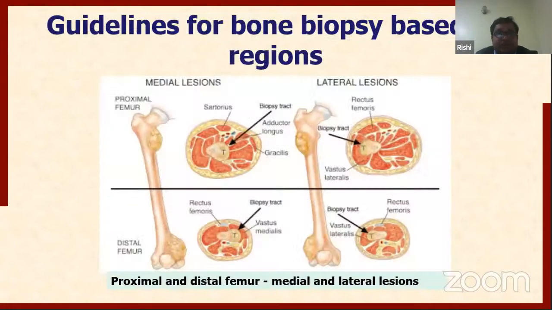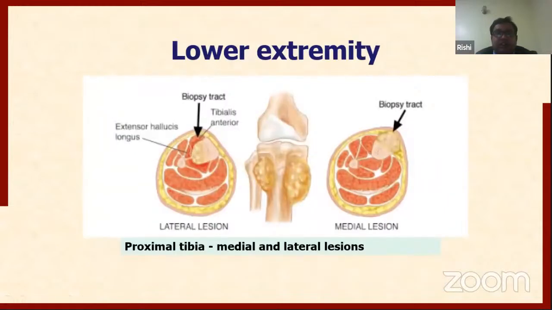Now, for the proximal femur, for medial bone lesions, you can go through the adductor compartment. For lateral lesions in the proximal femur, you go through vastus lateralis. For the distal femur, you can go anteromedially through vastus medialis, or you go through vastus lateralis. For the proximal tibia, medially the tibia is subcutaneous, so you can directly go to the bone. And if you want to go laterally, you have to go through the tibialis anterior muscle.